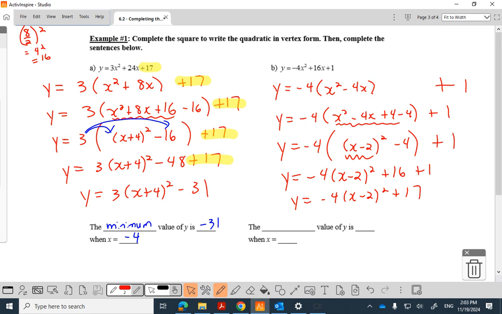Other questions? Okay. Let me write it down. The blank value, is it a max or a minimum? Yeah, it's maximum. It's negative. Good, thank you. Maximum. It's a maximum. It's negative.